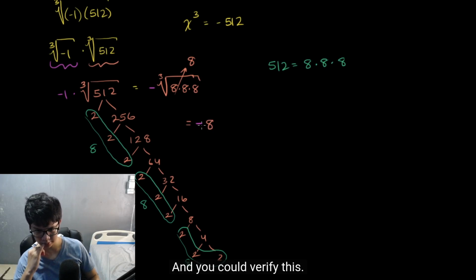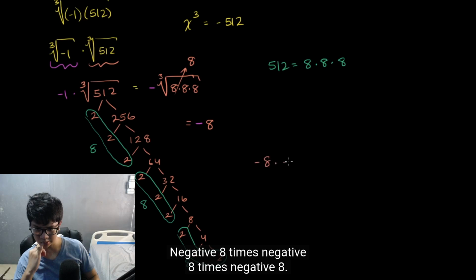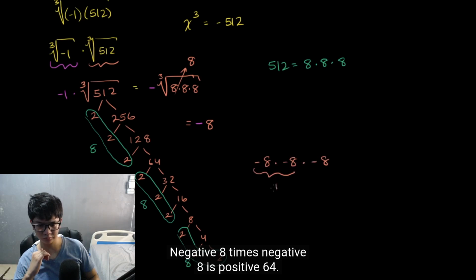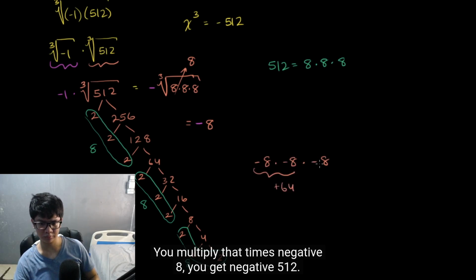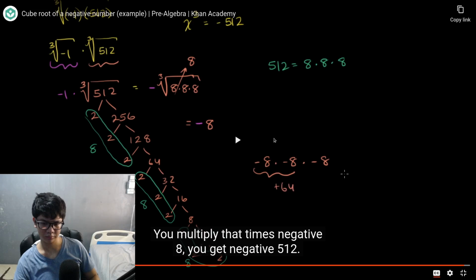And you could verify this. Multiply negative 8 times itself 3 times. Well, let's just do it. Negative 8 times negative 8 times negative 8. Negative 8 times negative 8 is positive 64. You multiply that times negative 8, you get negative 512.